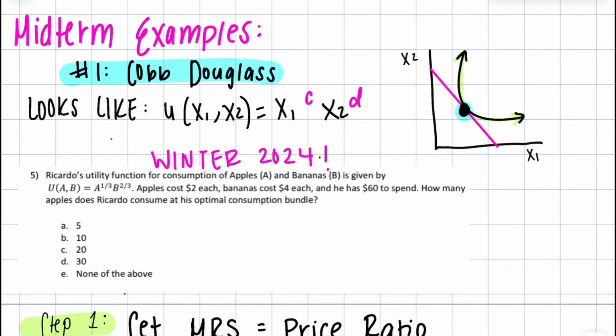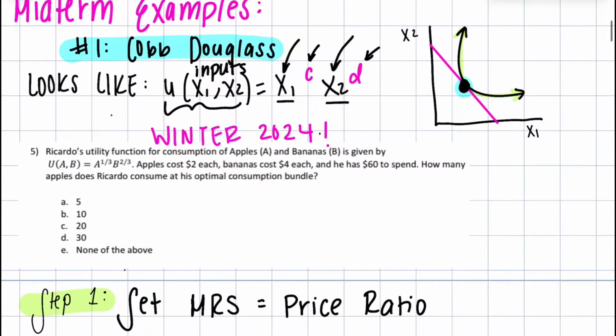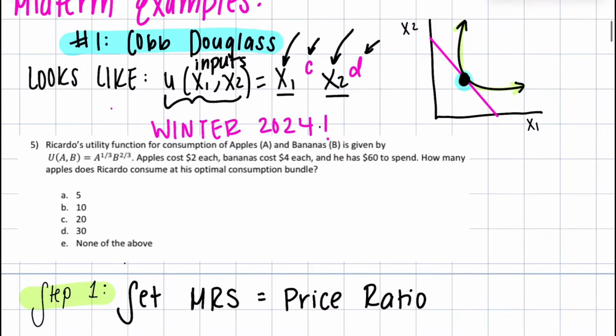For our midterm example for Cobb-Douglas, this is what a Cobb-Douglas utility function looks like. We can see that there's two inputs, that x1 and x2, and the output of our function will be the level of utility that we get from these two goods. We know it's Cobb-Douglas because they both have an exponent attached to them, and they're being multiplied by one another. So we just plug in a value for x1, we plug in a value for x2, our optimal bundle, and out will come our utility level.